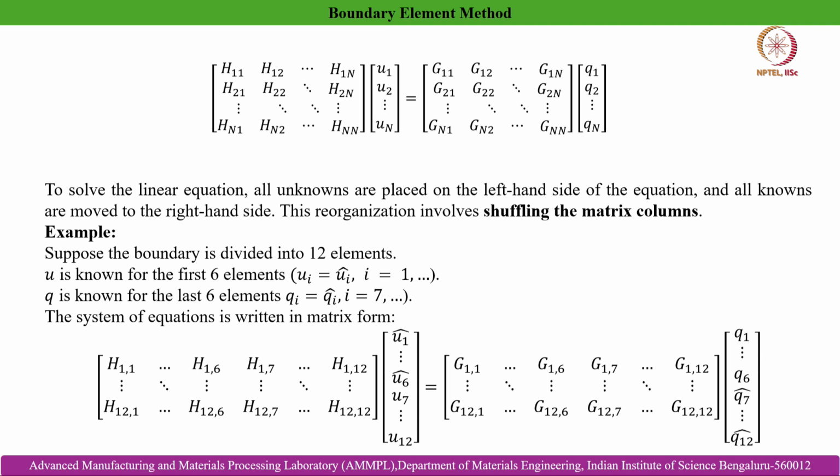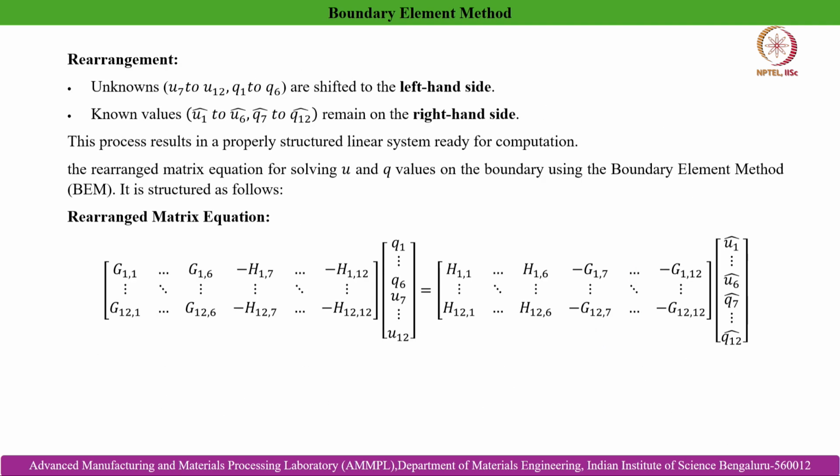So, we reorganize the matrices and arrive at this matrix, where we have already placed all the unknowns at one side and all the knowns at another side, which we will see in the next rearranged matrix. So, here you can see the rearranged matrix, where Q1 to Q6 are unknown, U7 to U12 are unknown, and in the right hand side U1 to U6 are known, Q7 to Q12 are known.